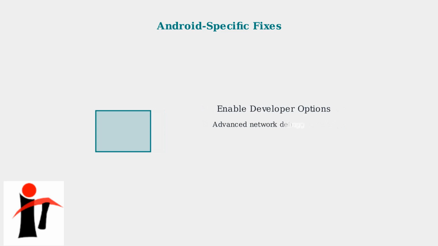Next, exclude the MetaQuest app from battery optimization. Android's aggressive battery management can kill background processes that the app needs to maintain connectivity. For advanced users comfortable with developer settings, you can enable developer options for enhanced network debugging capabilities.